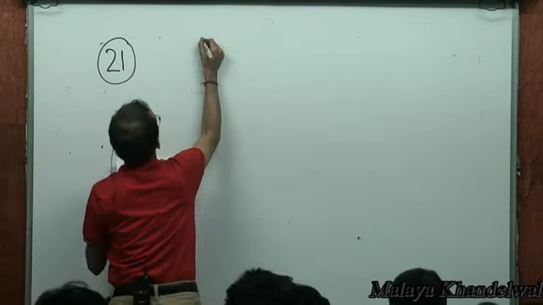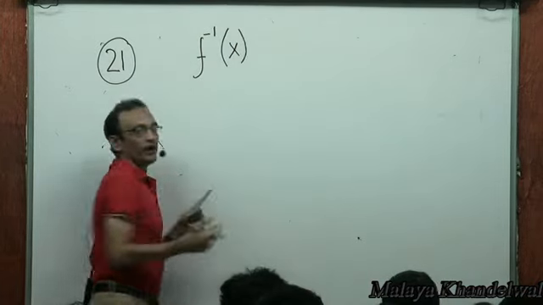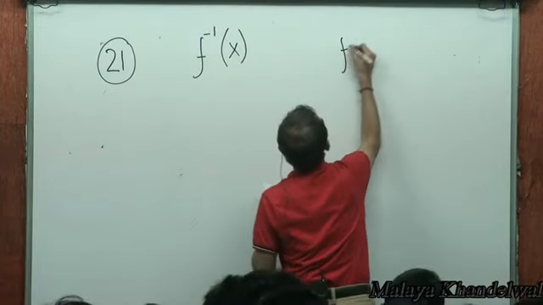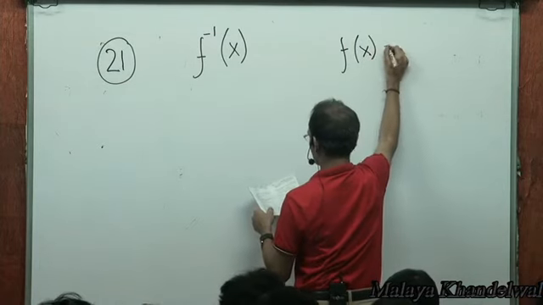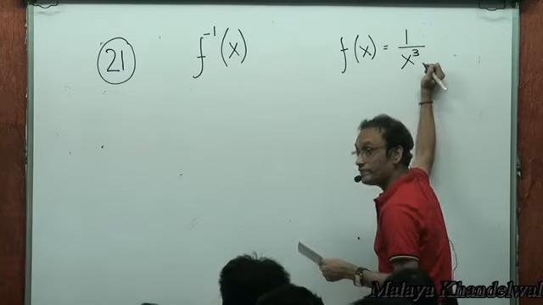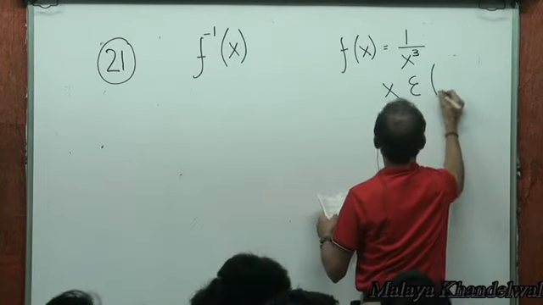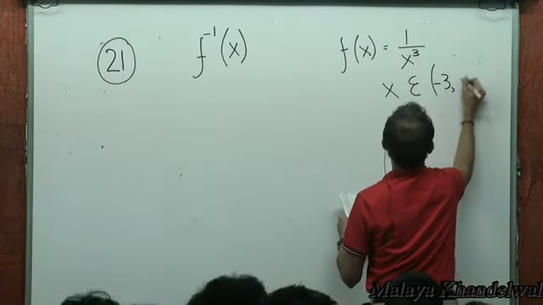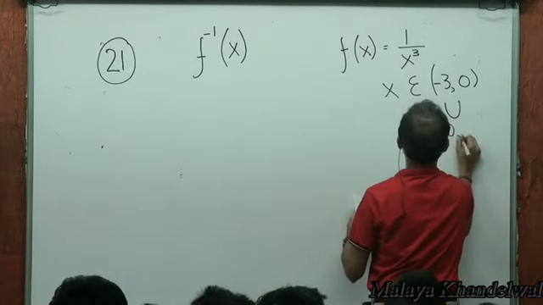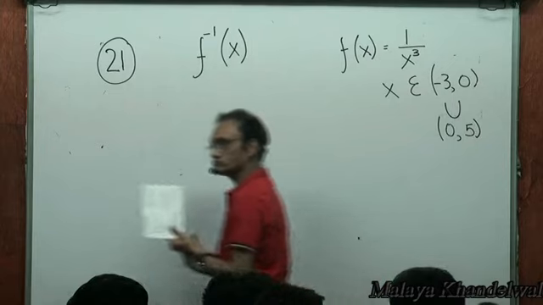Problem 21. We want to find the domain of f inverse x, if f(x) is 1 by x cubed, and the domain of f(x) is minus 3 to 0. Obviously, it's not defined at x equal to 0. Union 0 to 5. So that means minus 3 to 5, excluding minus 3, 5 and 0.